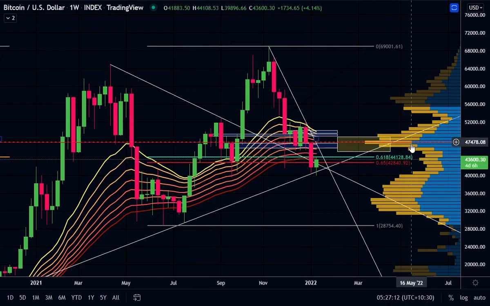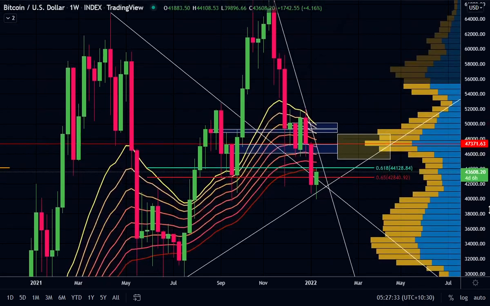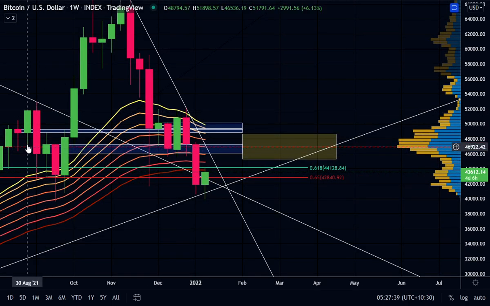At the VPVR now, the amount of volume traded at certain price levels, we see the most volume was traded at 47,370. So there will be some resistance in this area. This yellow block is where that 2-week order block is. And these blue blocks are the weekly order blocks. You can see from this green candle in this downtrend, this red candle in this uptrend, and also this green candle in this downtrend.